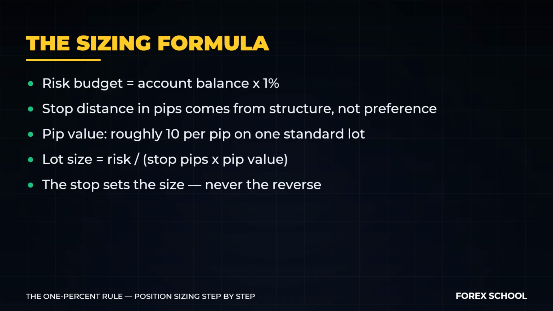1. Account balance, say £10,000, so the risk budget is 100. 2. Stop distance, suppose structure puts the stop 25 pips away. 3. Pip value, on a standard lot of a pound-dollar style pair, call it £10 per pip. 4. The answer, lot size equals risk budget divided by stop distance times pip value. 100 divided by 25 pips times £10, that is 100 over 250, gives 0.4. We trade 0.4 of a standard lot, and if the stop is hit we lose £100. Exactly what we budgeted. The stop sets the size, never the other way round.